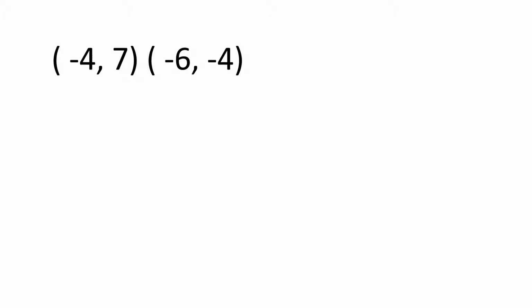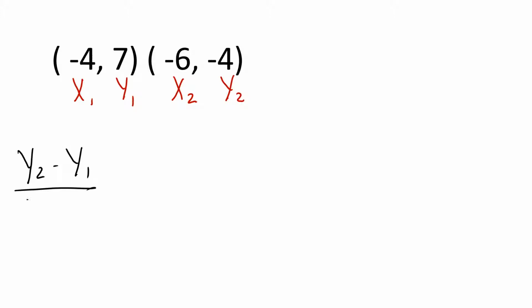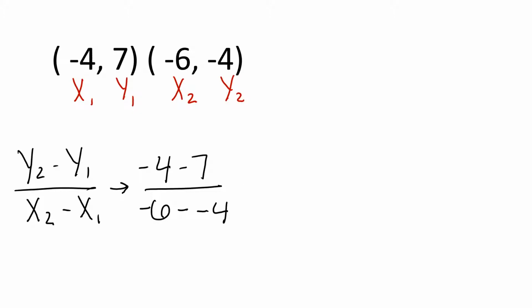For this problem, we have the point -4, 7 and -6, -4. We're going to go ahead and label them x1 and y1, x2 and y2. We use that to plug it in the formula, y2 minus y1 over x2 minus x1. The y2 value is -4 minus the y1 value is 7. The x2 value is -6 minus the x1 value is -4. -4 minus 7 is -11. -6 minus -4 is -2.